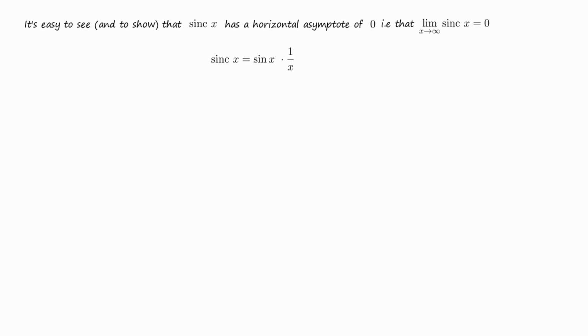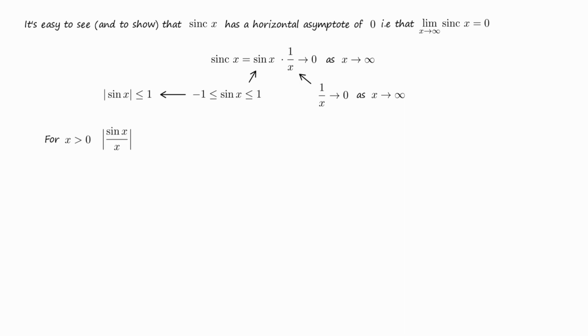Now, the definition of sinc x for x greater than 0 is sin x times 1 over x, and we know that sin x lies between -1 and 1, and that 1 over x tends to 0 as x tends to infinity. And thus we must have that sinc x tends to 0 as x tends to infinity, as we can show formally. Now note that the statement sin x lies between -1 and 1 can be rewritten as mod sin x is less than or equal to 1.